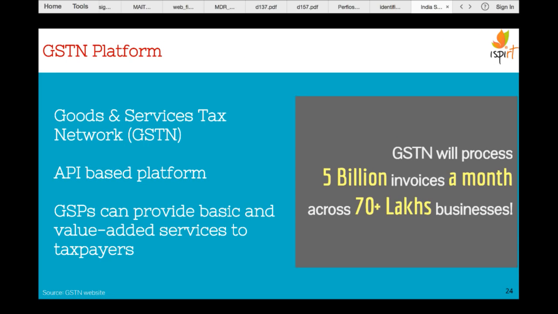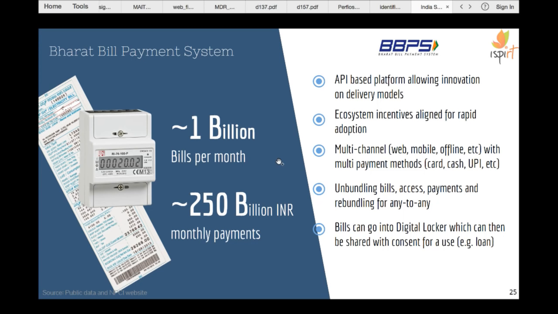There are many more platforms coming across the country which are digital in nature. GSTN, the Goods and Services Tax Network, will also be coming up very shortly, and that is processing in the range of 5 billion invoices a month. The Bharat Bill Payment System can help process over 1 billion bills every month, and it will increase the number of digital transactions quite significantly. It will also make life easy for everybody concerned because they can now pay their utility bills from the comfort of their home, through the mobile, wherever they are.